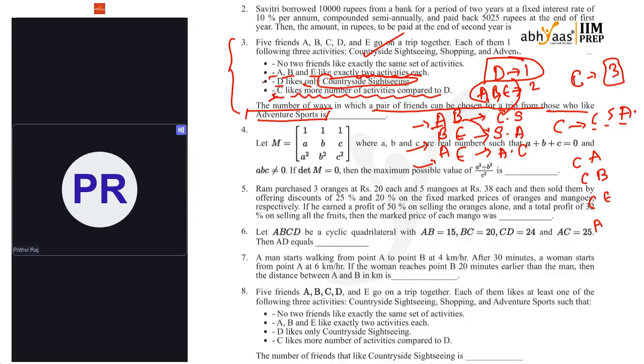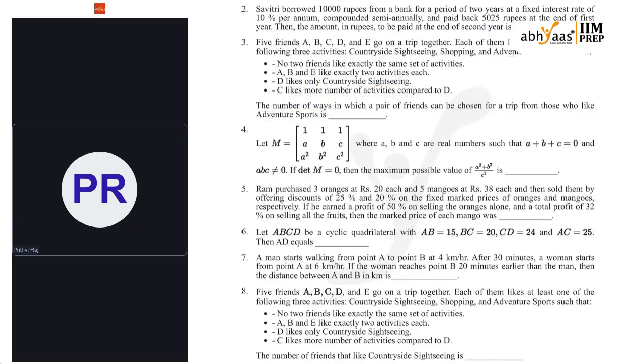Now, just by calculating, you can say that only two pairs from these three people can go to adventure sports. But you may forget C. C can also go to adventure sports, and C can pair up with any person except D. So there are three. I consider this a trickier question because you may miss the logic of C. Okay, fine. This is three.